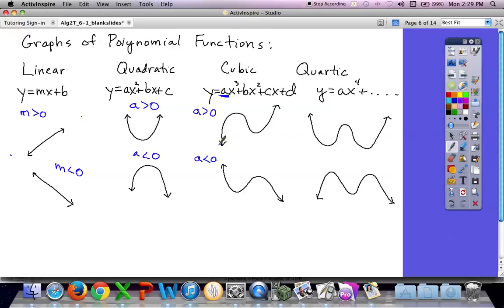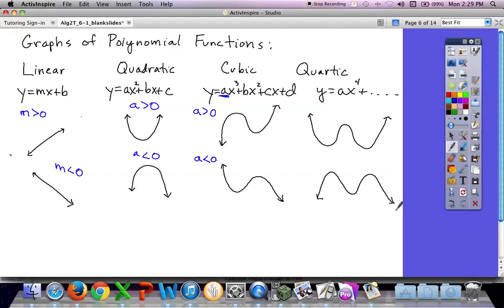If I go to quartic, quartic can have one more turn in it, right? We went from no turns to 1 turn to 2 turns to 3 turns for a quartic. And because you're turning 3 times, it's going to either start out in positive territory, turn once, turn twice, turn 3 times, and go back into positive territory. Or it'll start out in negative territory, turn once, turn twice, turn 3 times, and end up in negative territory.